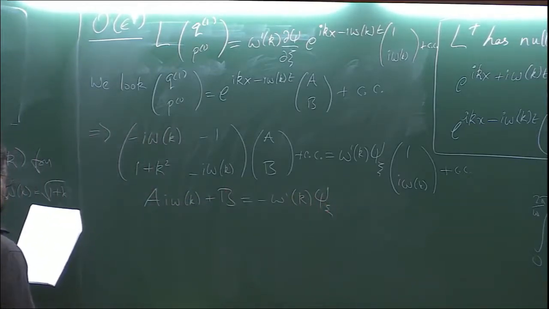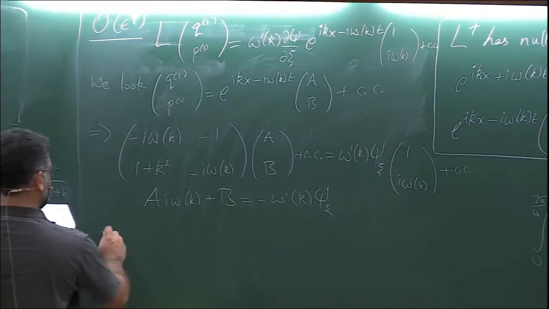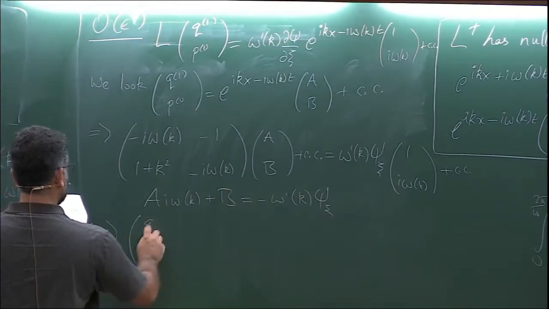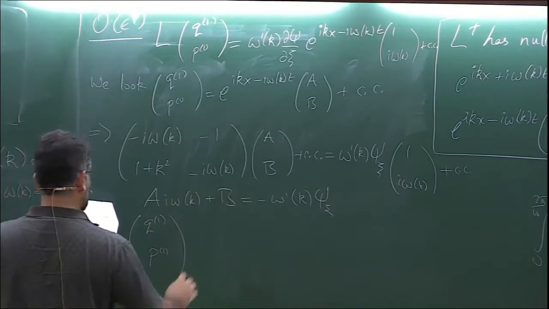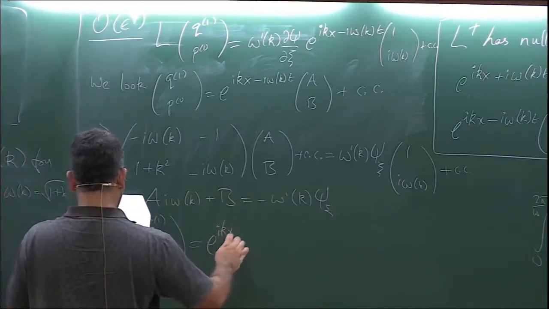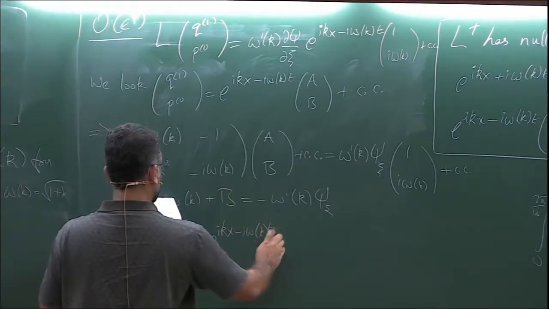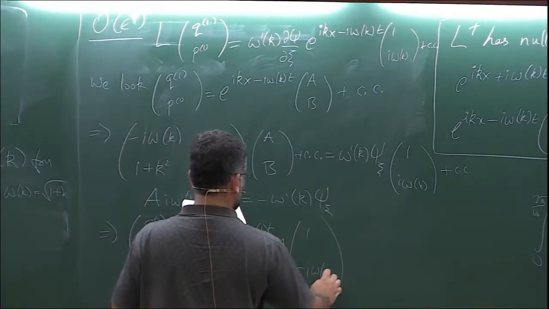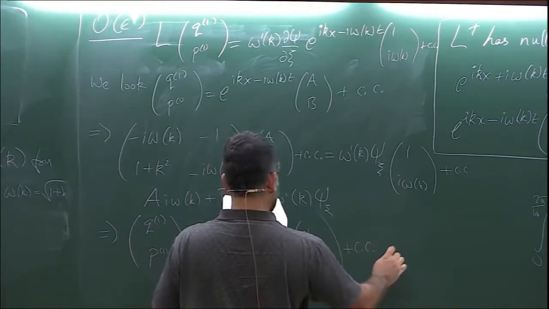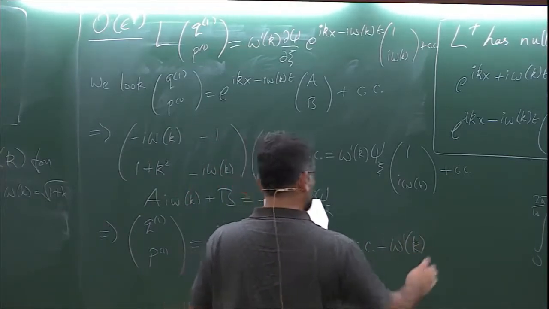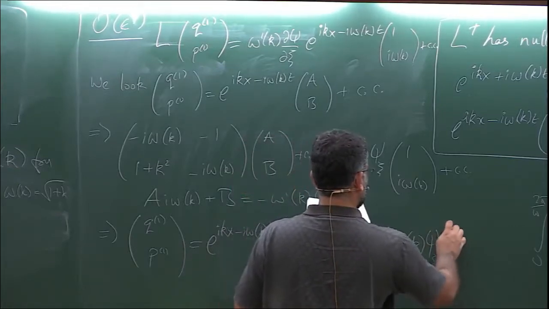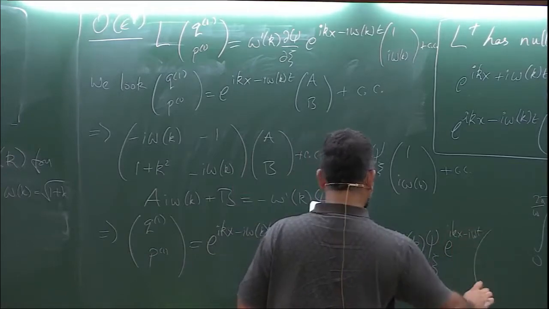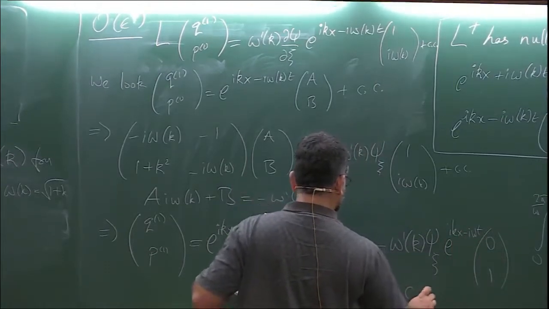you end up with that. And then this implies Q1, P1 should be e to the ikx minus I omega of kt, A (1, minus I omega) plus complex conjugate, minus omega prime of k psi c e to the ikx minus I omega t (0, 1) plus complex conjugate. Where this guy is arbitrary.